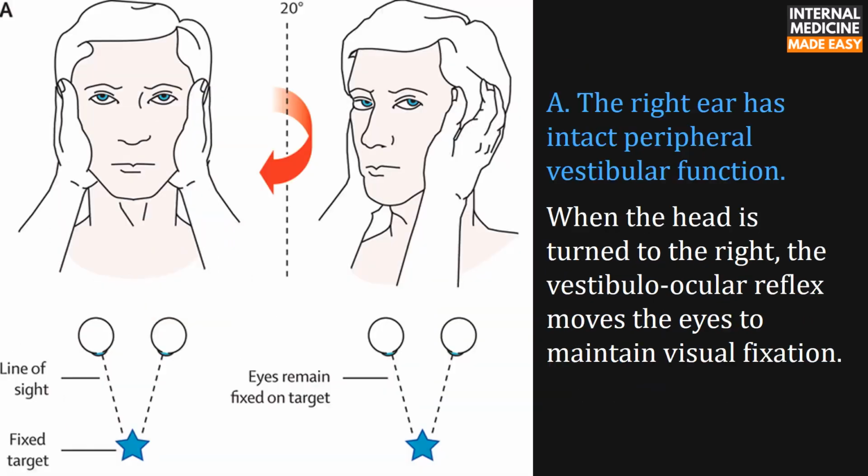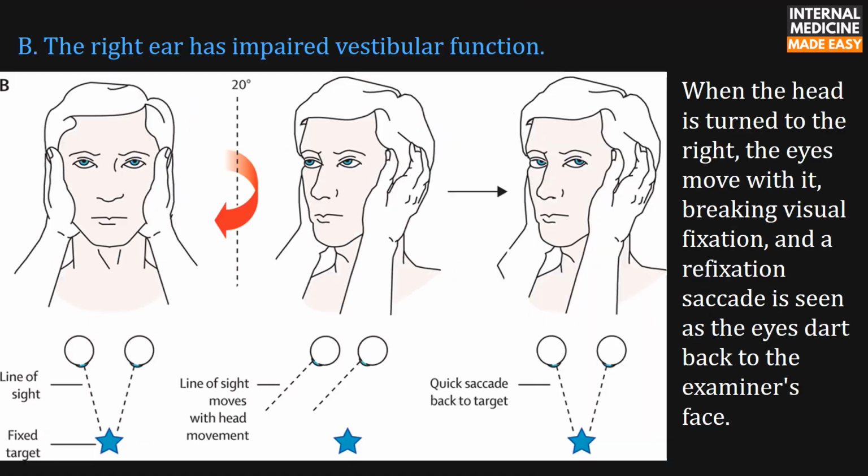If the right ear has intact peripheral vestibular function, when the head is turned to the right, the vestibular ocular reflex moves the eyes to maintain visual fixation. If the right ear has impaired vestibular function, when the head is turned to the right, the eyes move with it, breaking visual fixation, and a refixation saccade is seen as the eyes dart back to the examiner's face.